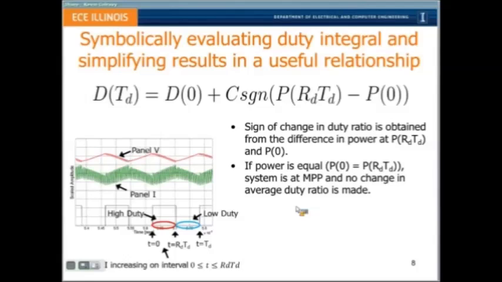This tells us that we will move towards the optimal average duty ratio by taking our current duty ratio and adding to it the sign of the power difference between P at RD/TD and P at 0. So we sample power here at the beginning of our dithering cycle. Then we sample power here at the transition from high to low duty ratio. And the sign of that difference tells us whether we need to increment or decrement our average duty ratio.